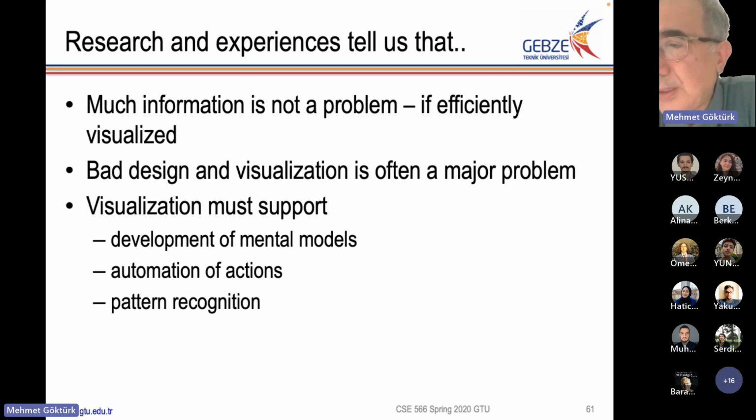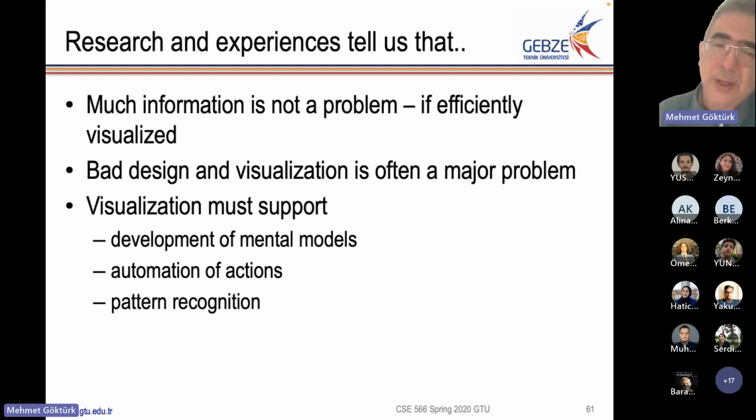Much information is not a problem if visualized properly and filtered properly. Bad design and visualization is generally a problem for situational awareness. It should support correct mental model formation, automation of actions, and pattern recognition by eyes. That kind of visualization is said to be a good visualization for any kind of data.